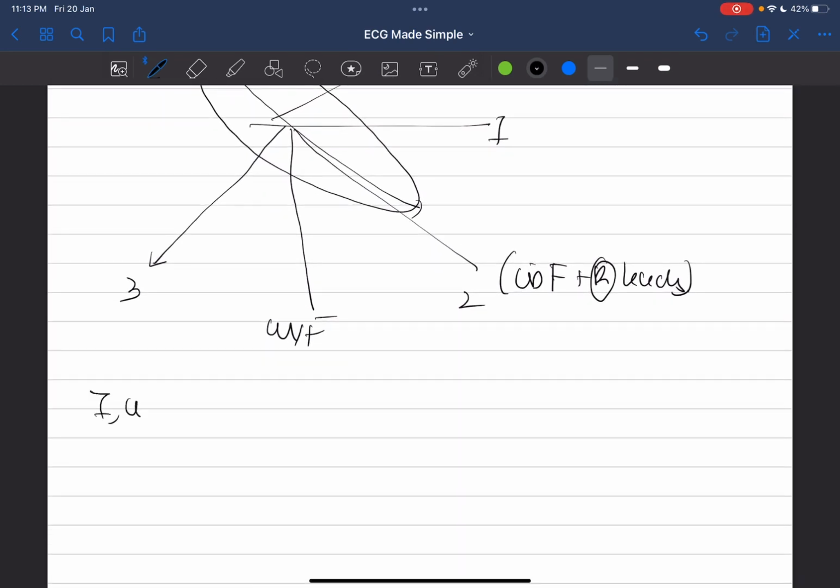Look at lead 1 and aVL, then look at leads 2, 3, and aVF, and calculate the axis. This is one of the simpler methods.